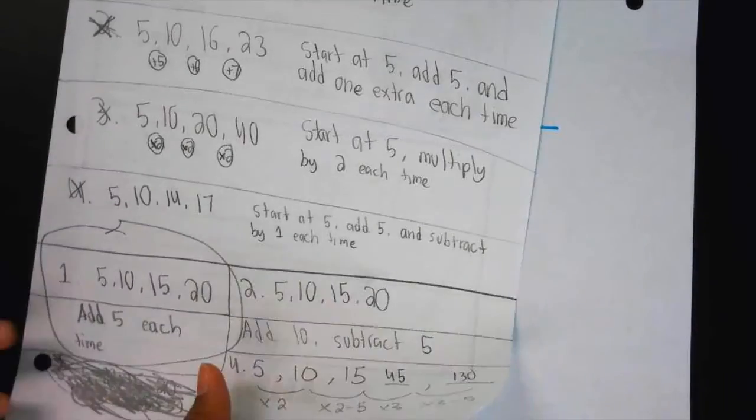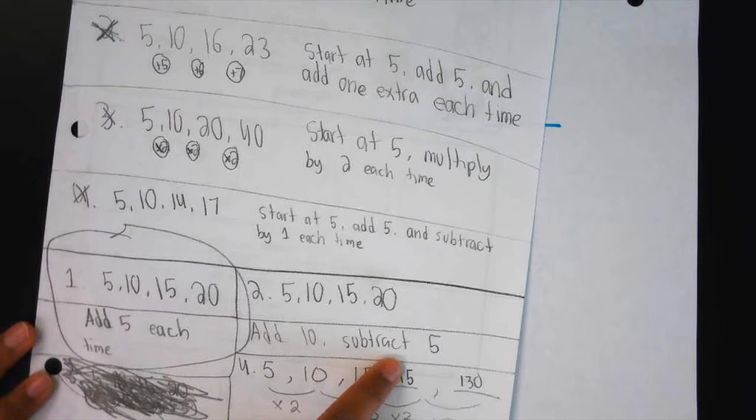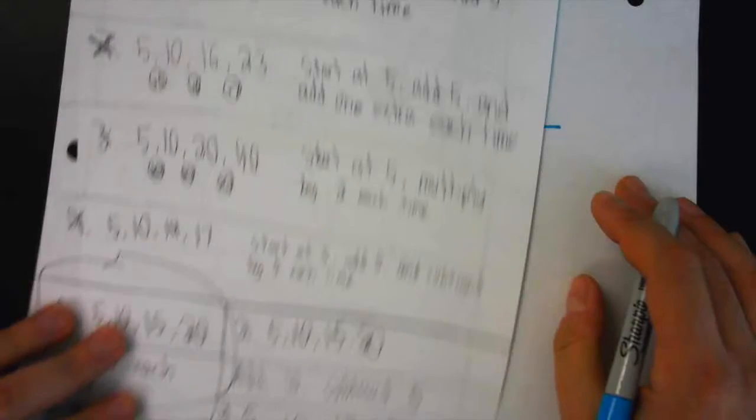Okay, so you'll see over here, we got add 10 and subtract 5. And over here, this is a bit complicated. It's times 2, and then times 2 minus 5, and then times 3, and then times 3 minus 5. Okay, so there is some sort of established pattern.